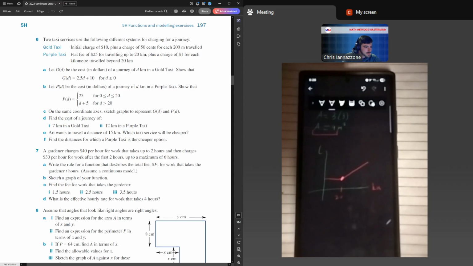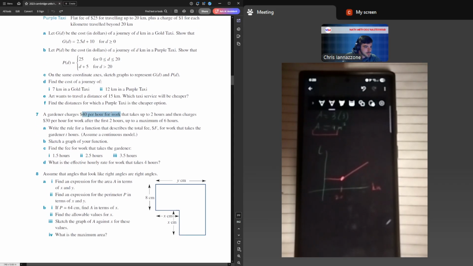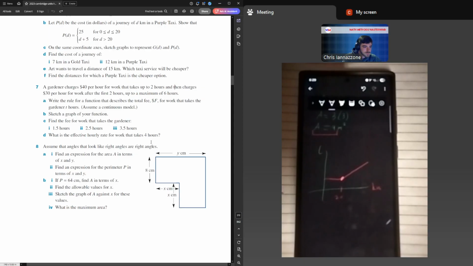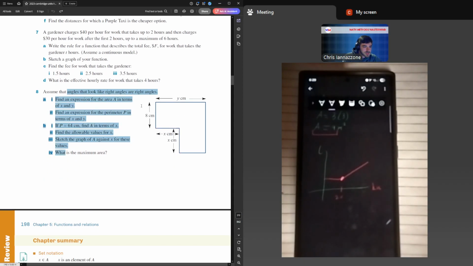Okay. And then, yep, so variable rate for 2 hours, variable rate for the next couple of hours, maxing out at 6. So you have different y values for different domains. This is going to be piecewise, or in this case, different costs for different hours, because you're doing a cost or a fee equation, and it's written in terms of the hours. Different domains, different fees means piecewise. And then this one here is probably going to be area. Yeah, find expression in terms of area.